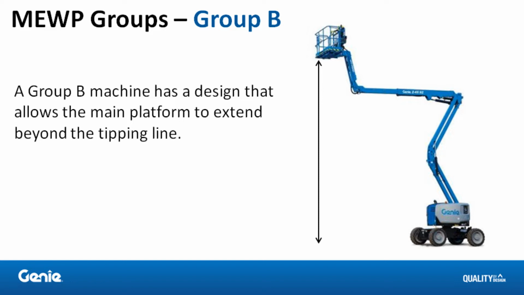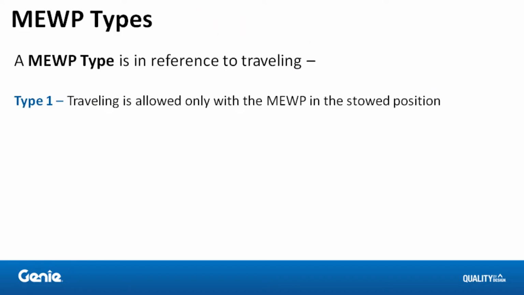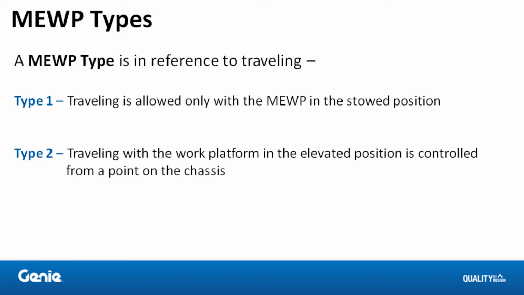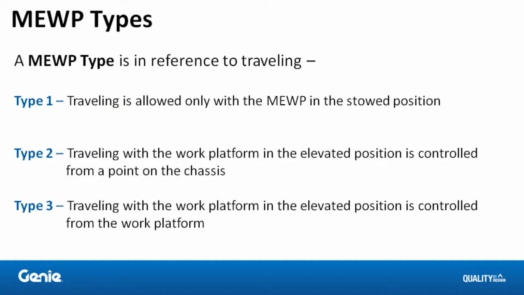In addition to the 2 groups, there are 3 types of MEWPs, types 1, 2, and 3. With a Type 1 MEWP, traveling is allowed only with the machine in its stowed position. In a Type 2 MEWP, traveling with the work platform in the elevated position is controlled from a point on the chassis. And finally, with a Type 3 MEWP, traveling with the work platform in the elevated travel position is controlled from a point on the work platform.